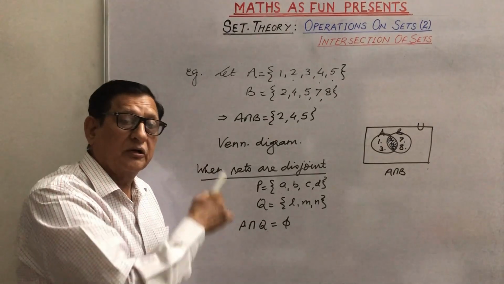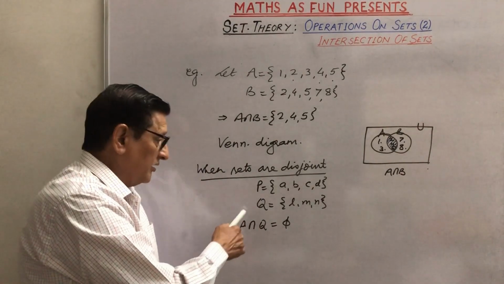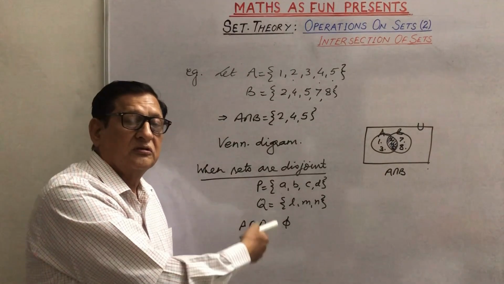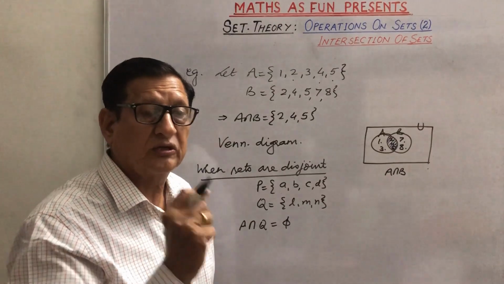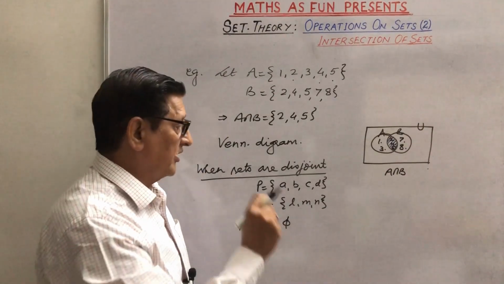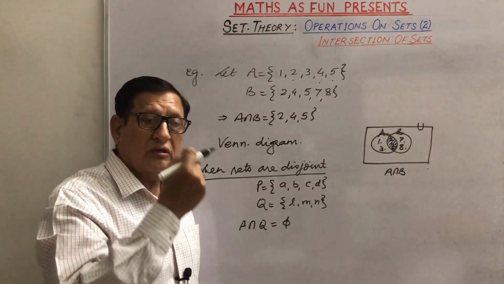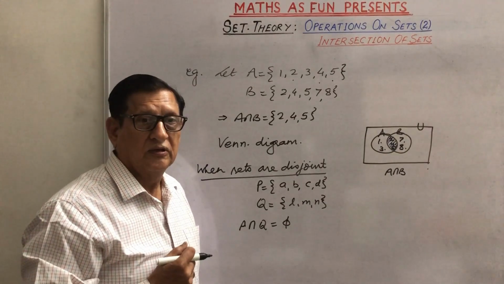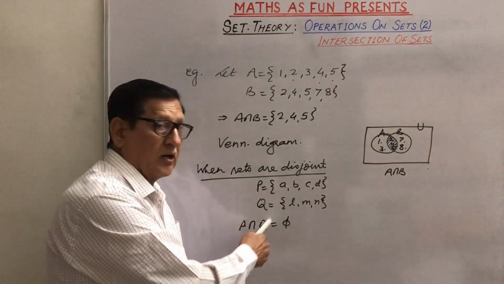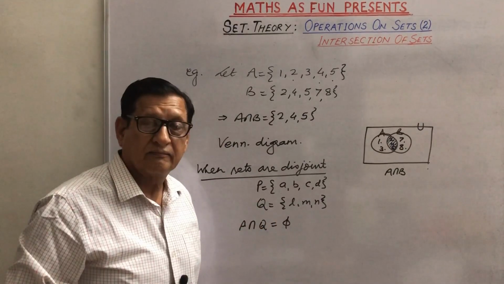This is also a condition for two sets to be disjoint, that A ∩ B or P ∩ Q is phi. So in case we want to define disjoint sets, we can also define it like this: two sets A and B are disjoint if A ∩ B is phi. Here P and Q are disjoint since P ∩ Q is phi.